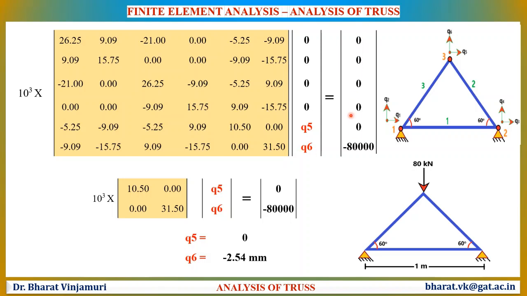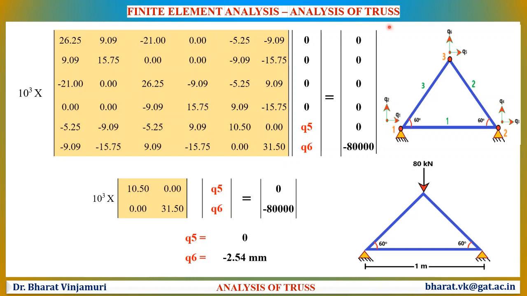Let us now see how we have got minus 80,000. At node number 1, there are no forces. So, the first two elements in the force vector are zeros. At node number 2, also there are no force vectors, no loads. Therefore, F3 and F4 are also zeros. But when it comes to node number 3, there is a force in the direction opposite to Q6 and there is no force along the Q5 direction. Therefore, F5 is 0, but there is a force in the direction opposite to Q6. Since it is opposite, we will be taking it as minus 80,000.